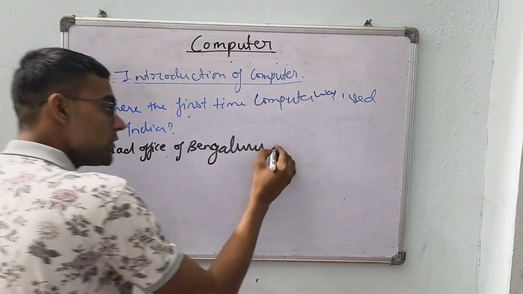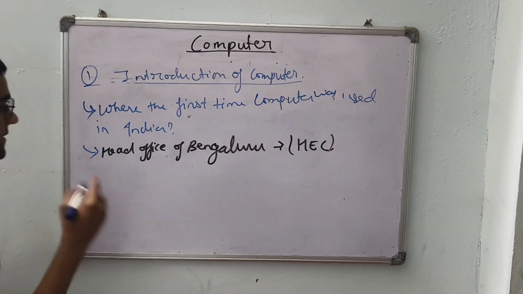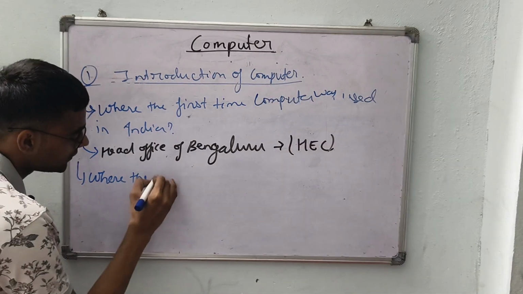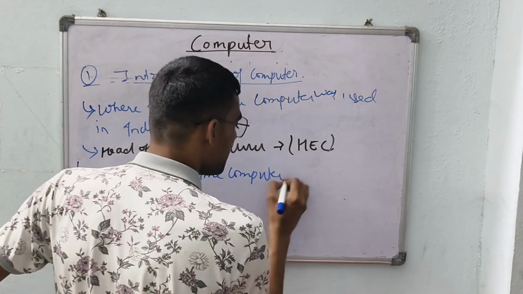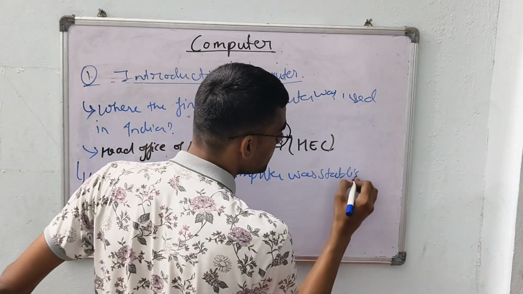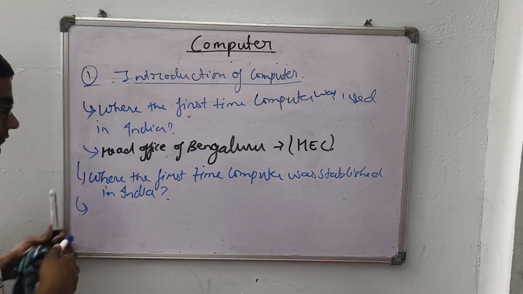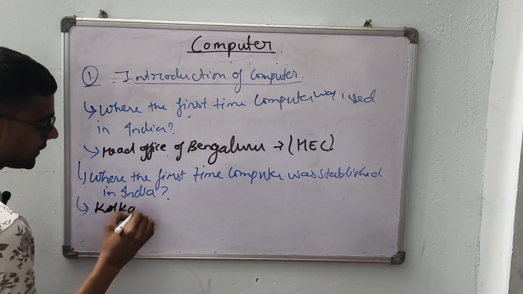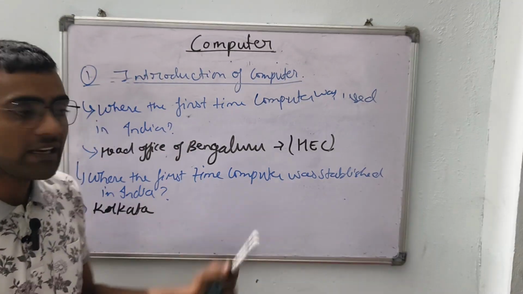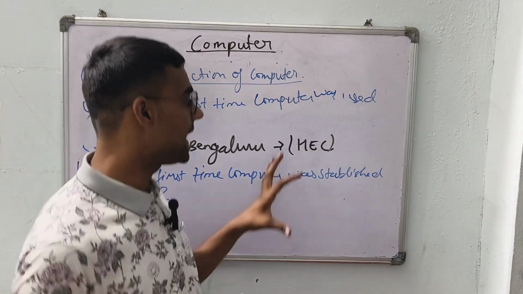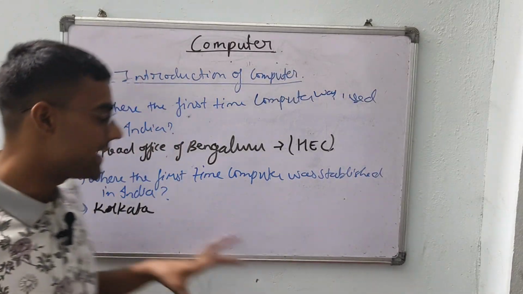Bangalore. That was Herman Equipment Corporation. Where was the first computer established in India? That is Kolkata. The first computer used in India was in the head office in Bangalore, at Herman Equipment Corporation. And the first computer established in India was in Kolkata.